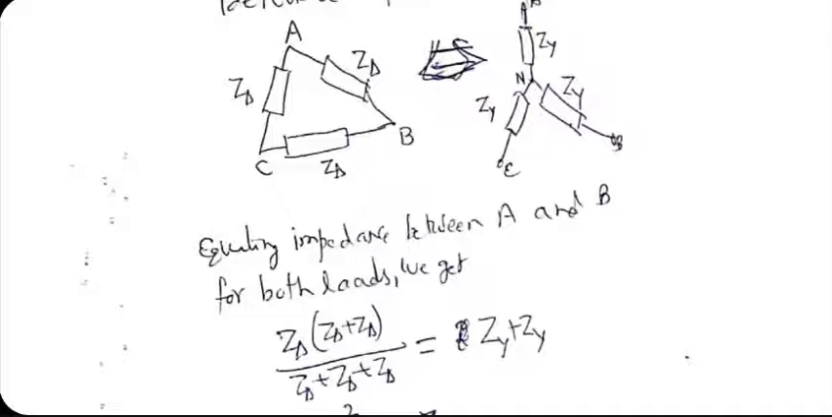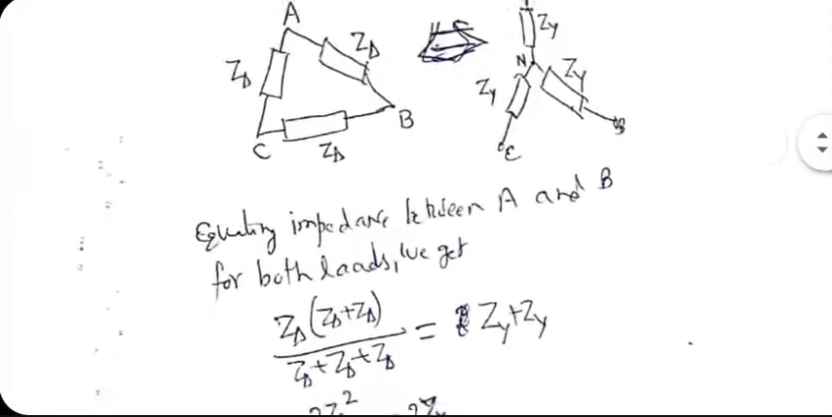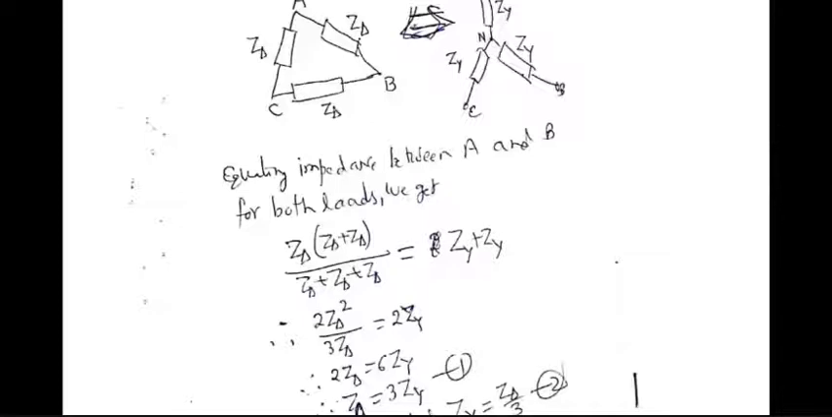Whereas on the right hand side, if you do the same exercise between A and B, you get 2 ZY because C is open. So these two have to be equal if you want to maintain the equivalence between the two. That resulting equation gives you a very straightforward formula to figure out ZY in terms of Z delta, or the other way around. We get Z delta equal to 3 ZY.